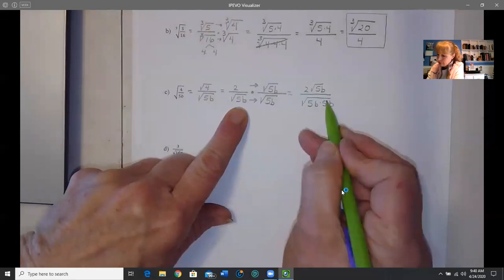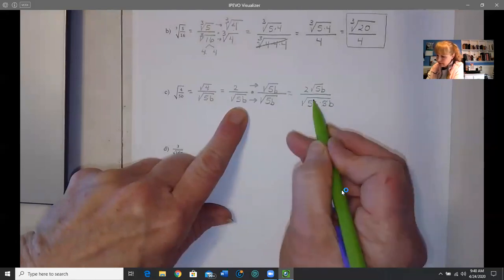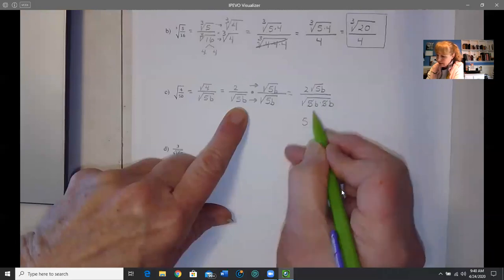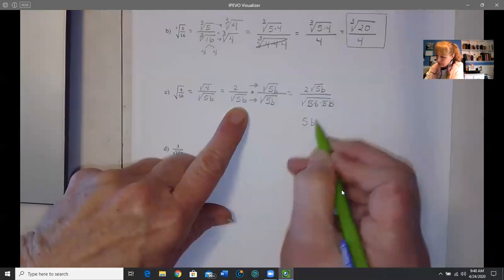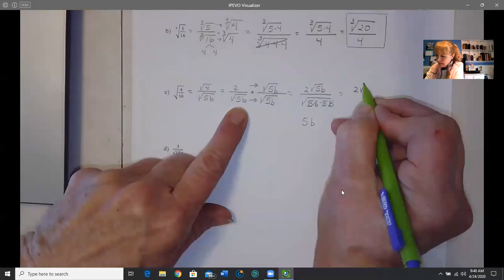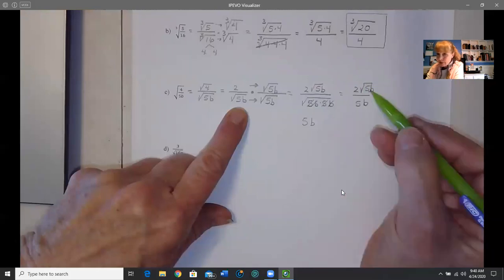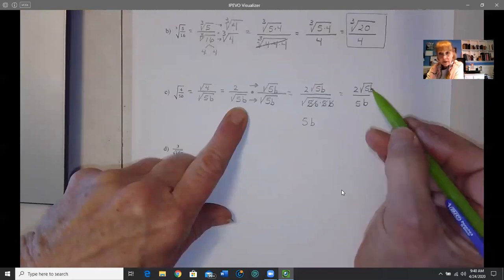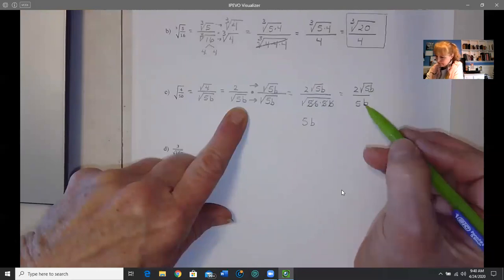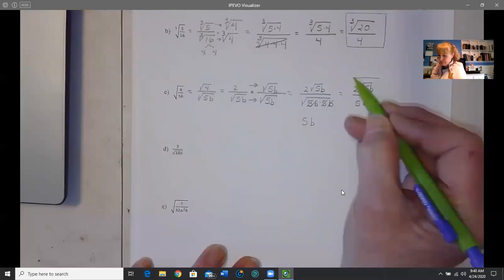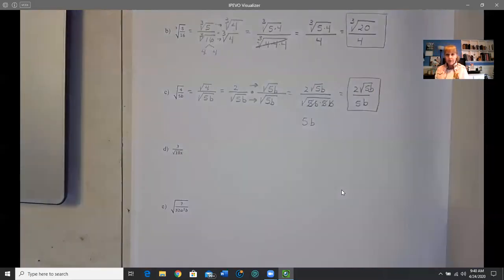So that means I have 2 5s, they come out, 2 b's, they come out. So it's 2 square roots of 5b over 5b. You cannot reduce these. One's in a radical, one's not. So there's your answer. Okay, perfect.